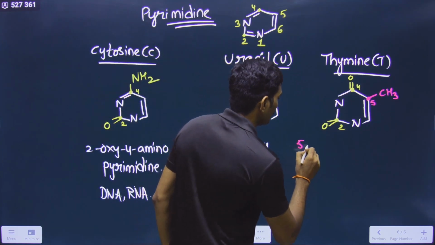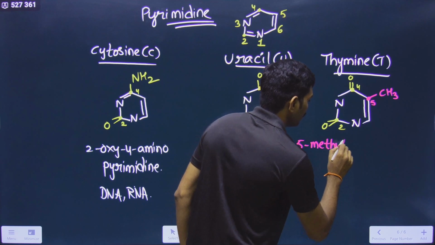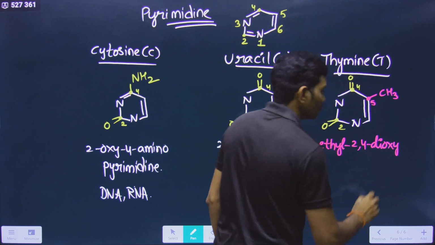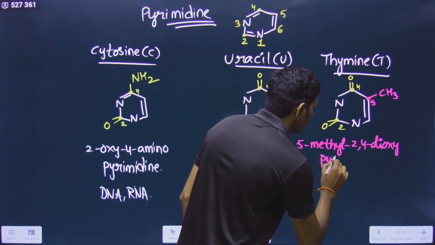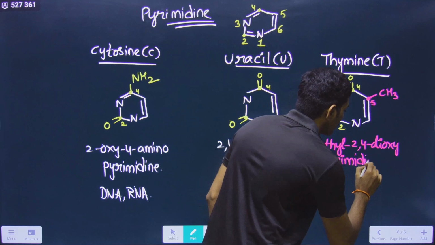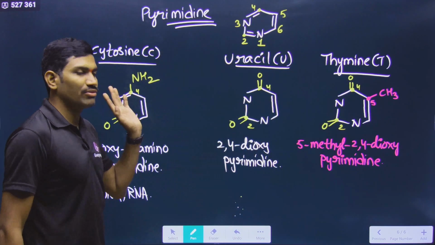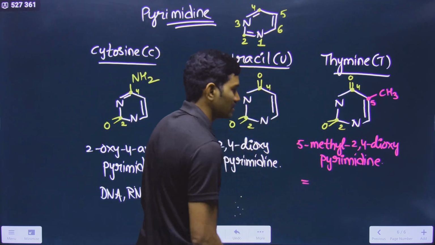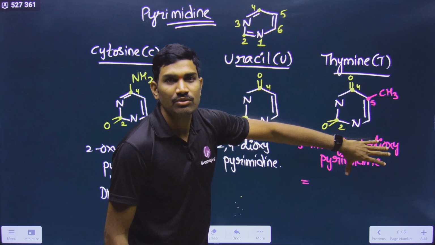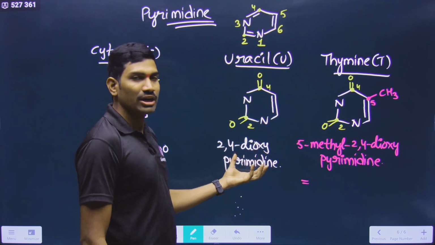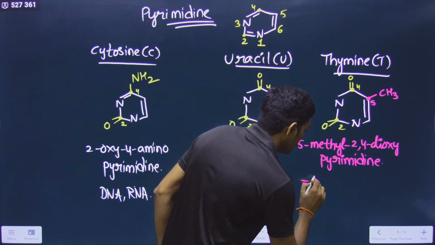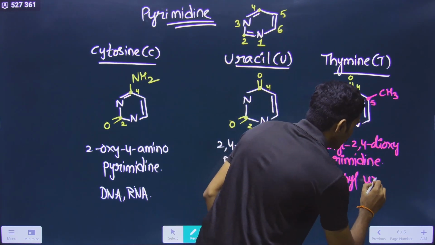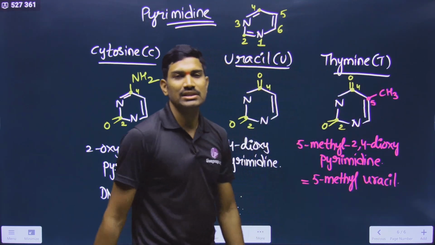So how are we writing this? 5-methyl 2,4 dioxy pyrimidine. This is what we are writing. And the same thing you can also write with 2,4 dioxypyrimidine as uracil. So how can you write this? 5-methyl, and this portion is uracil. 5-methyl uracil. This was a previous NEET examination question.